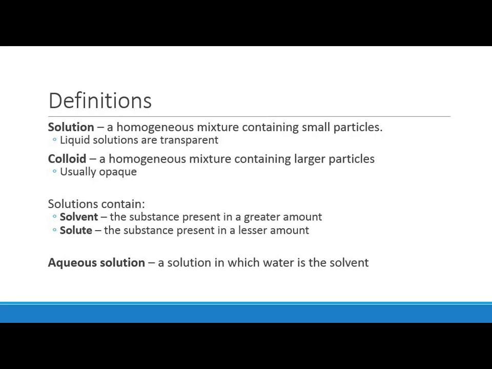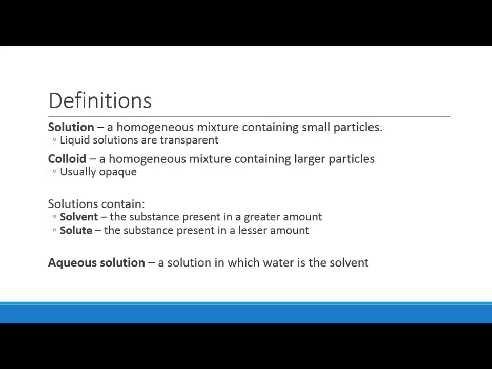Now, solutions actually contain two different things, right? The solvent, which is whatever you have the most of, and the solute is whatever you have less of. Now, also the solvent is what keeps its state. So for instance, if you have water and you dissolve some sugar in it, water would be the solvent because it's a liquid and it remains a liquid. The sugar would be the solute because it goes from a solid and takes on kind of a liquid form as it dissolves into the water. So the solute would be sugar, the solvent would be water.